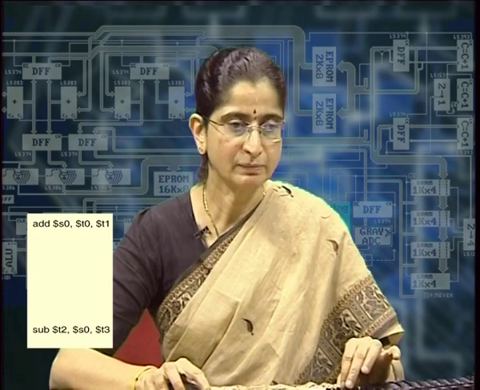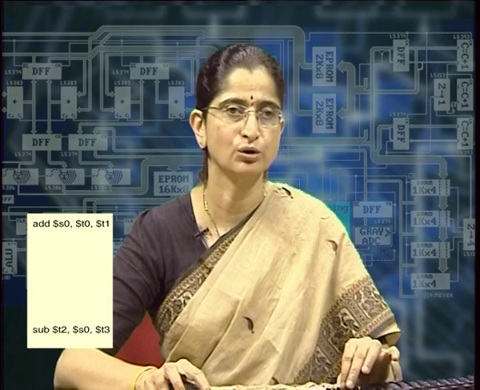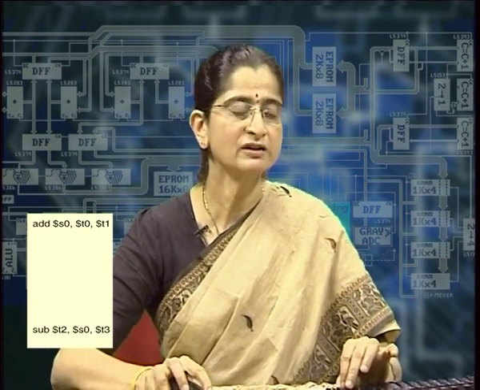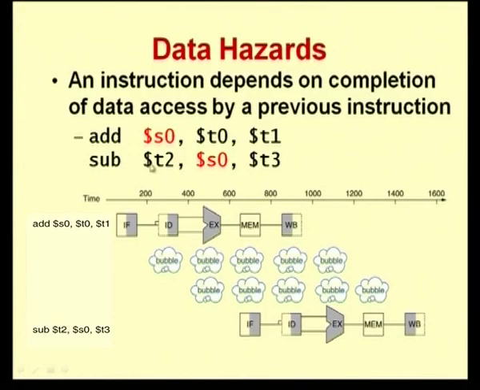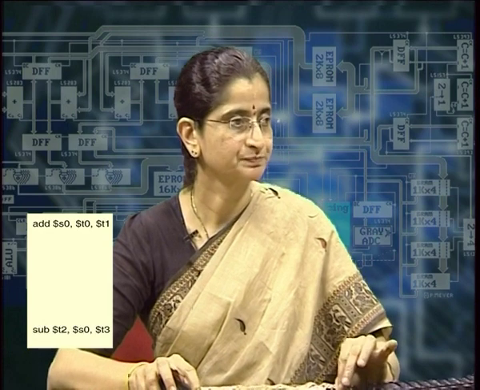Now, remember that every program will have dependencies. If there are no dependencies, your program may really not do anything useful at all. So, there will be dependencies, but you have to see whether the dependence will cause a hazard or not. Okay. So, if 2 immediate instructions are dependent on one another, a cause of a hazard is possible. So, then we need to do something in order to make sure that the hazard does not occur. Okay. So, this is something that we have to worry about.